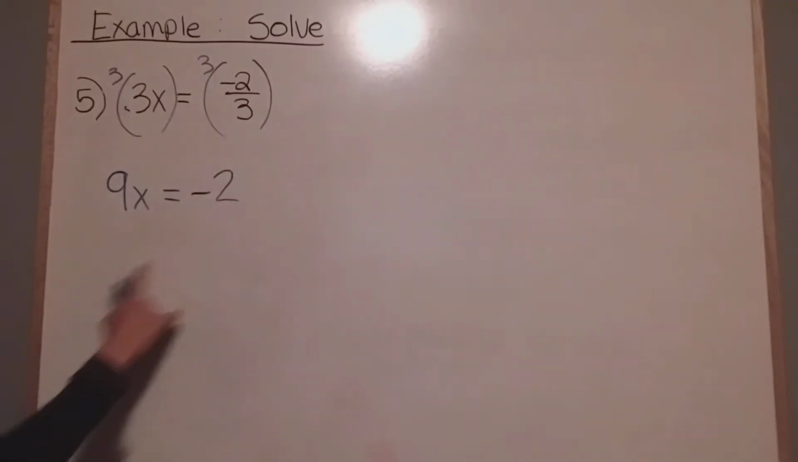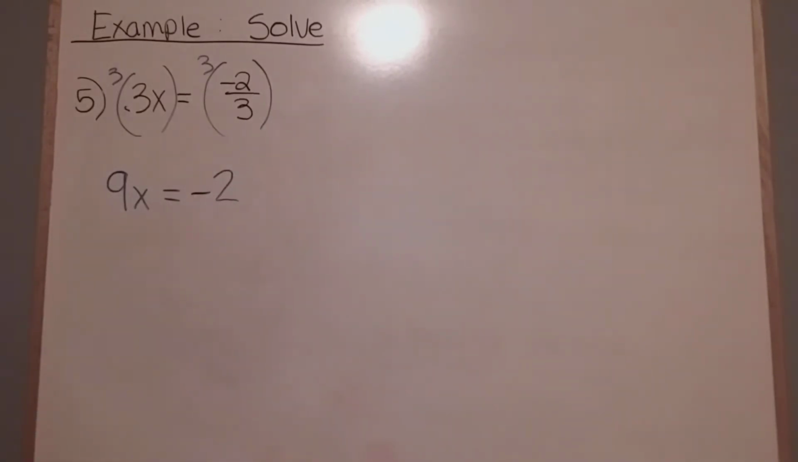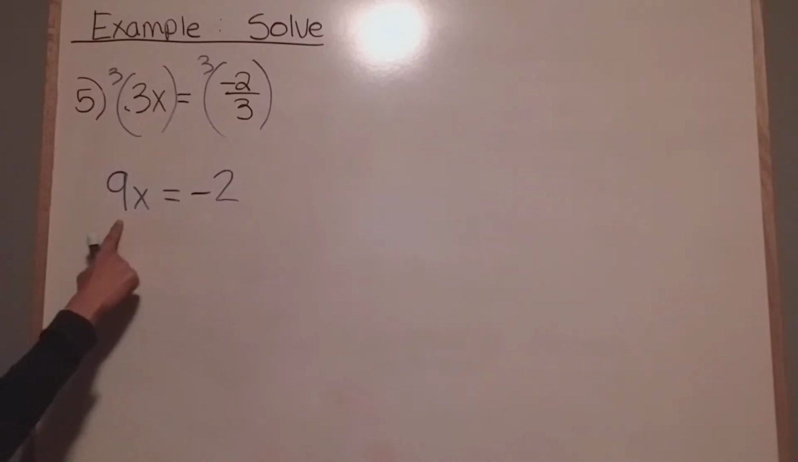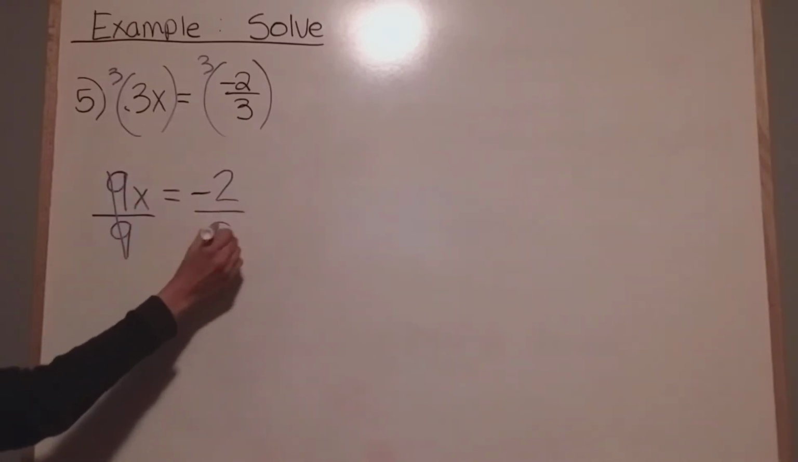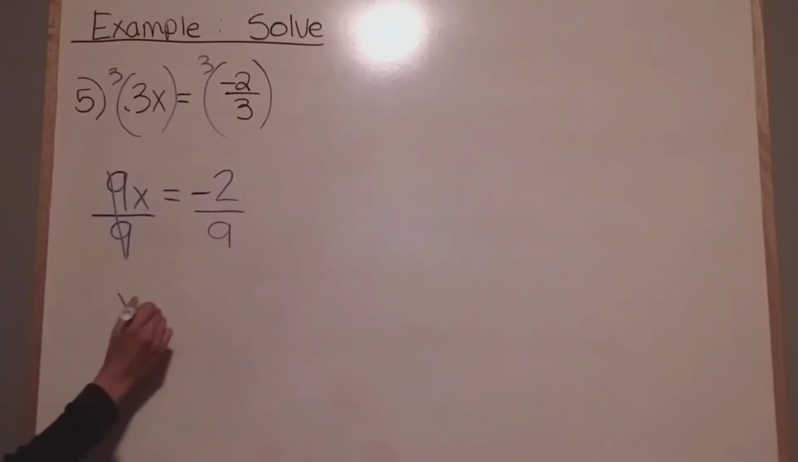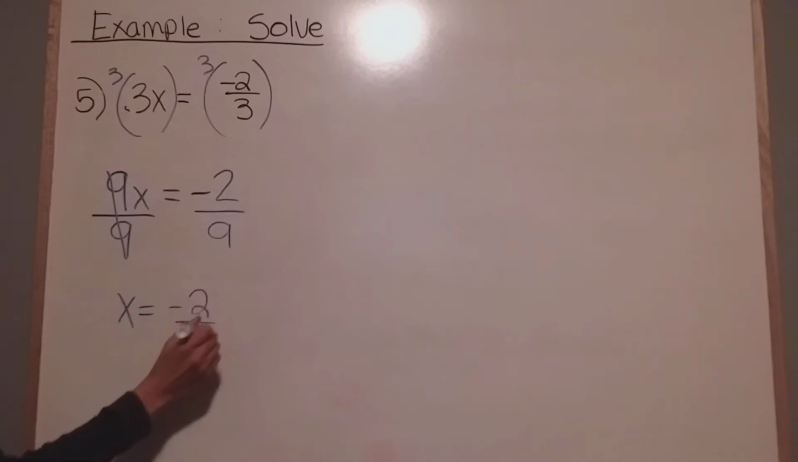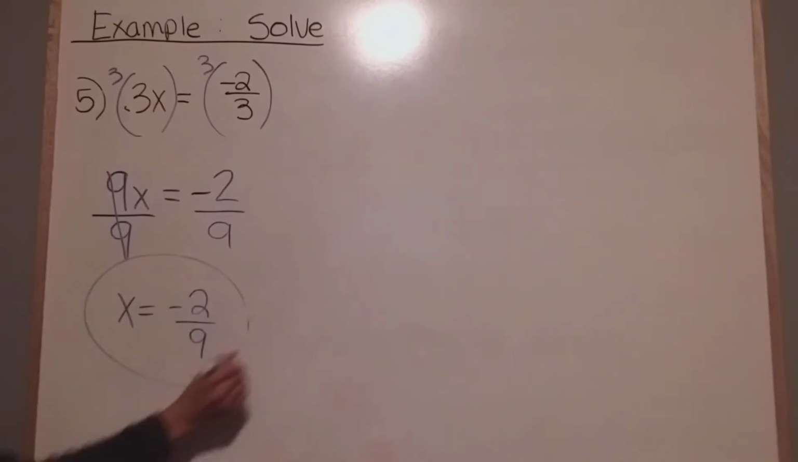And now I have no fractions, and I follow my rules for solving. I look at the side of the variable. It's a coefficient, so I divide by 9. Then I divide this side by 9. So my x is going to be equal to negative 2 over 9. This method does take a little bit to get used to, but it makes solving a lot faster as you get into grade 10 and grade 11.